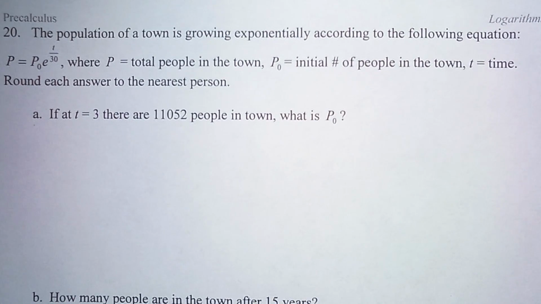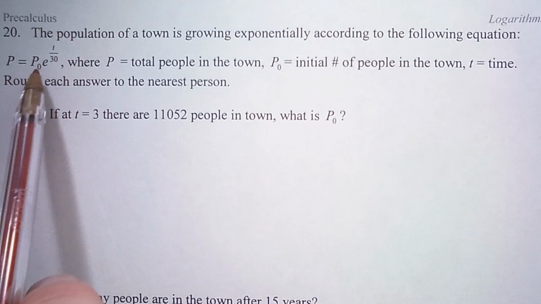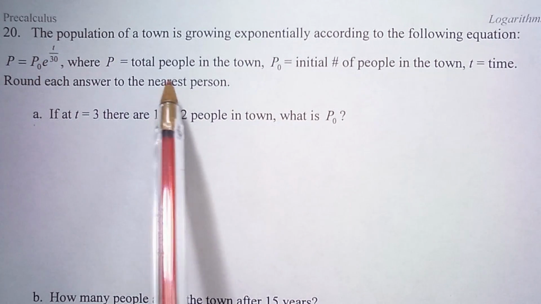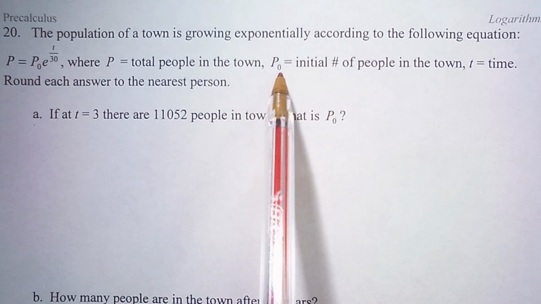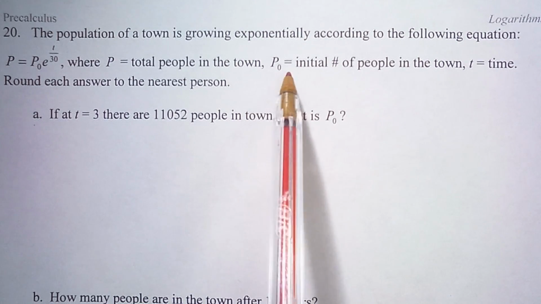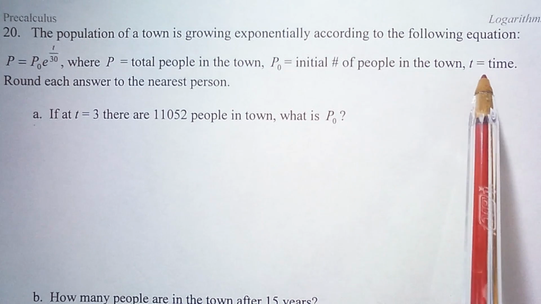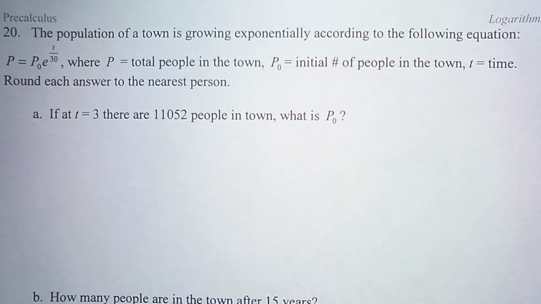All right, next, the population of a town is growing exponentially according to the following equation. P equals P sub 0 times e to the t over 30. P is the population in town. P sub 0 is the initial population, so that's the number of people who were there when we started counting. T is time. And we will round answers to the nearest person because we don't have decimals or fractions of people. We have whole people.